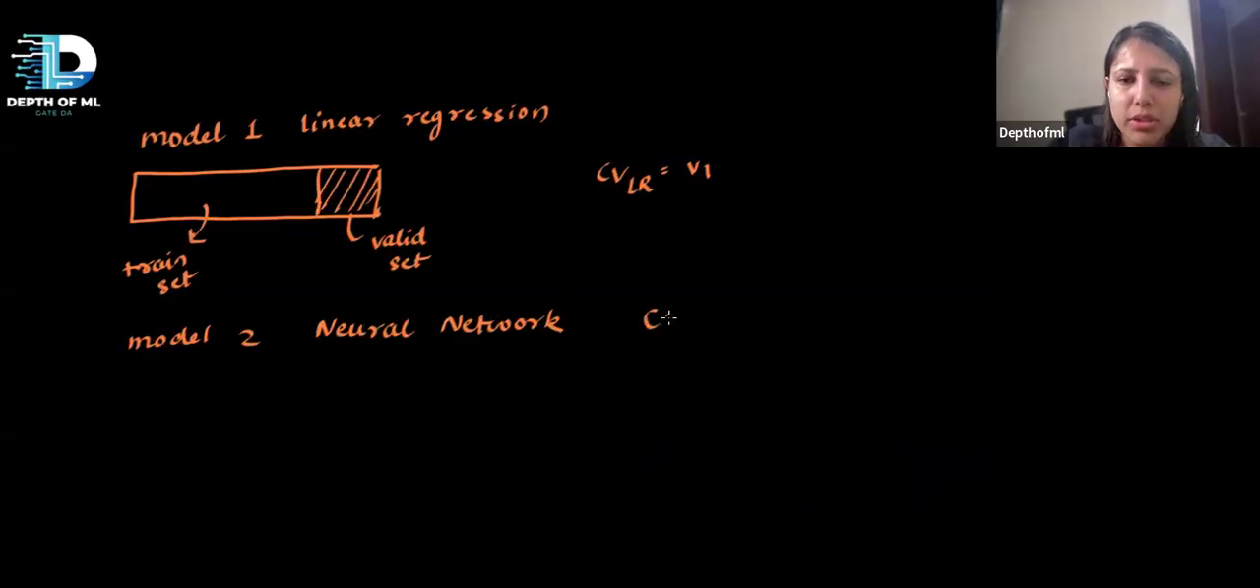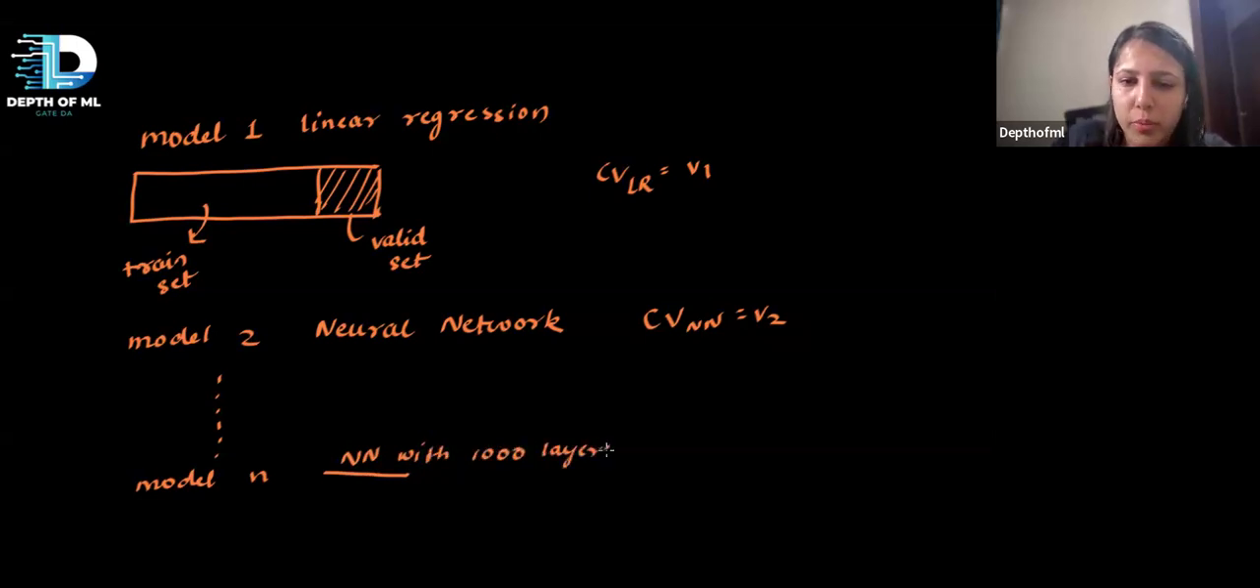Now you will compute the CV error for the neural network, and this will be some value V2, right? And so on, you will do it for however many models you want to try. Some model N, and some configuration of that model, maybe a neural network with 1,000 layers. We don't know. So there'll be another CV and then some 99 configurations of this, up to V100, Vn. Right, so you are now getting n estimates of different models.